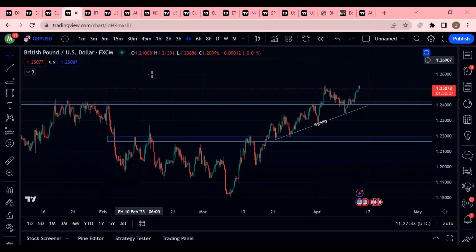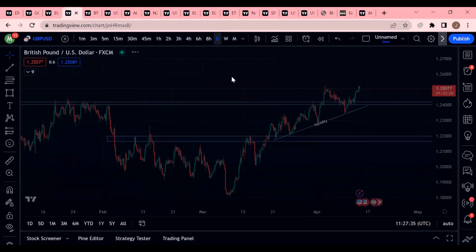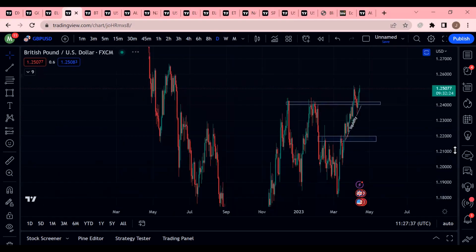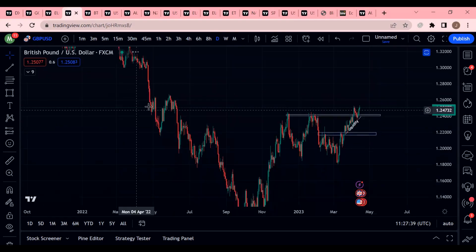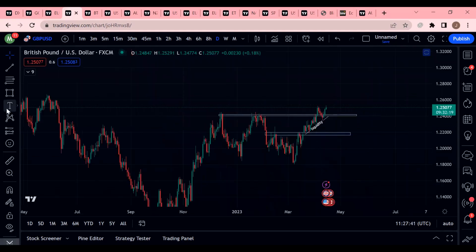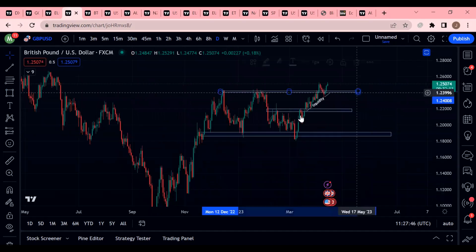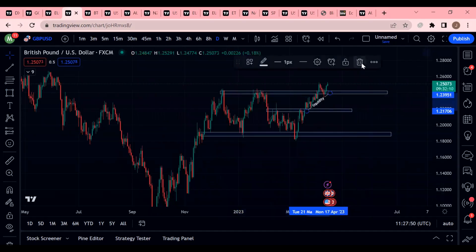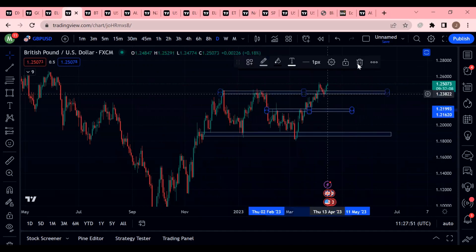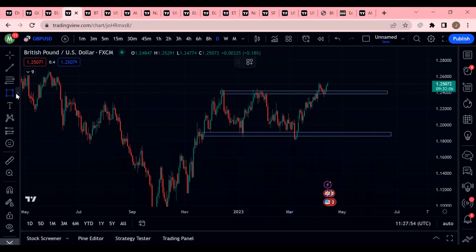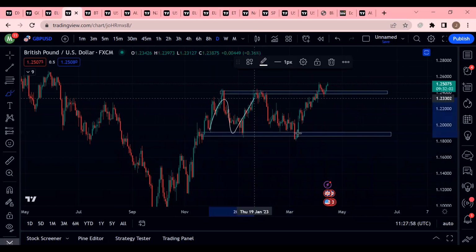Now on GBP USD, let me go to the daily time frame and show you something. You can see that we were previously in this consolidation zone. Are you getting it? So we are consolidating between here and here. We are still bullish according to the flow of the market. Right now you are seeing that Euro USD has even left this consolidation.